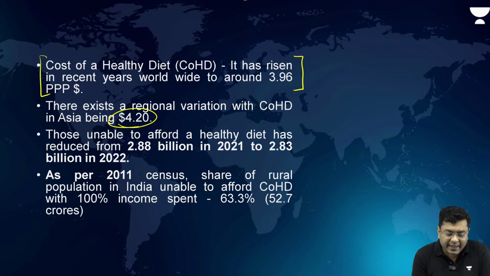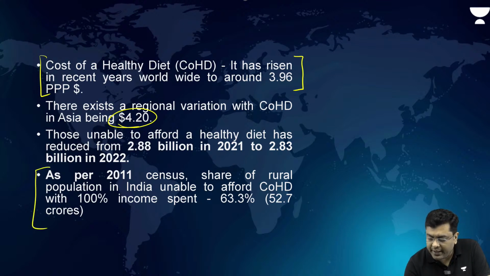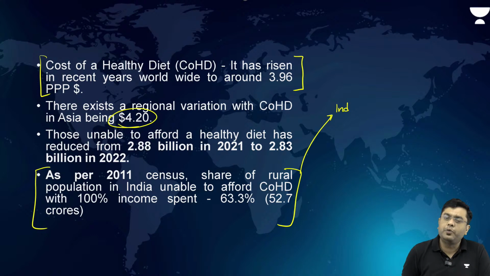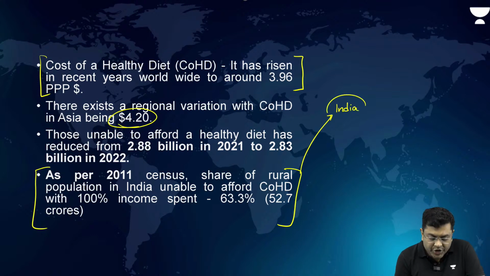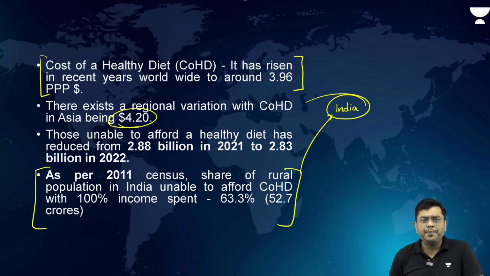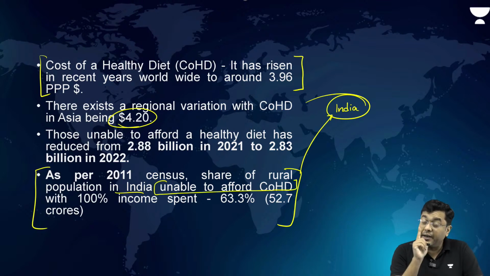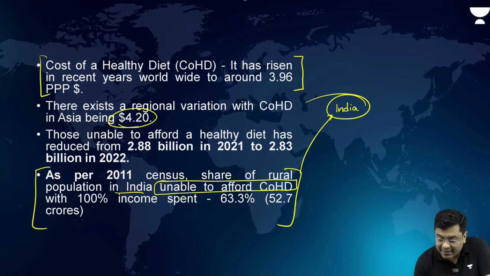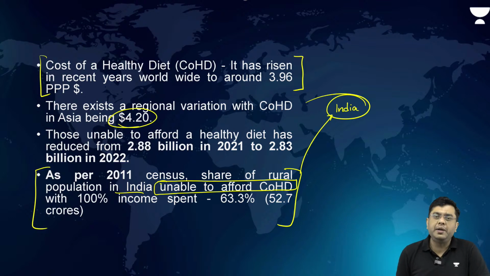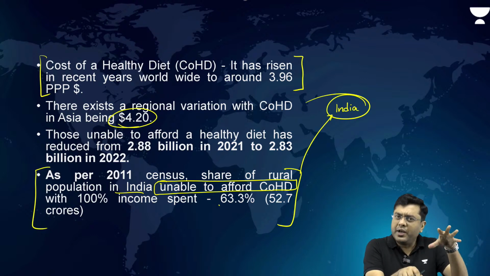Because as per the 2011 census in India, if we talk about the conditions in India, the share of rural population in India who, despite spending 100% of their money to get that healthy diet, would be unable to afford a healthy diet despite spending 100% of the income, is close to around 63.3%. In simple terms, let's suppose you consider rural India.